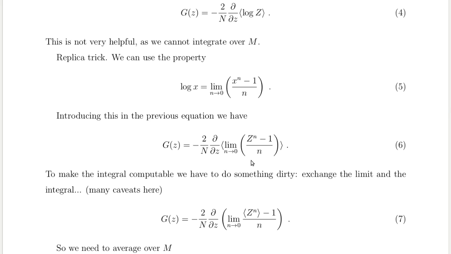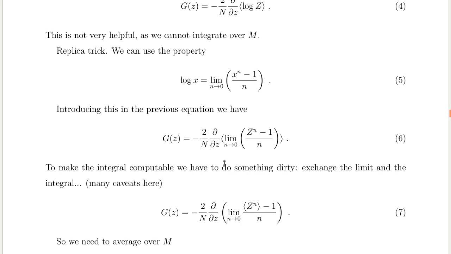Now, in principle, it's not guaranteed that the result is the same if we exchange the limit with the integration. Let's assume that we can do that, as physicists usually do. There is a long literature on when you can do that and when you cannot. But let's say that we exchange them. So in this case, what we obtain is that instead of averaging the log of Z, we have to average Z to the n over M, where n is in principle a real number.